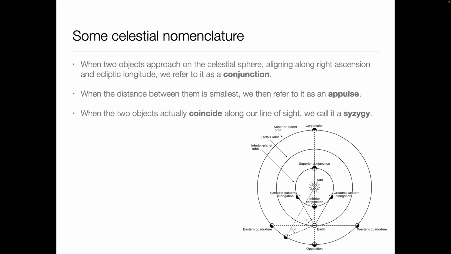Please, what is the difference? I don't see the difference between a conjunction and a syzygy. So a conjunction does not necessarily require line of sight alignment. So if, for example, two objects get close to each other and have, for example, a close position and say the same right ascension, it's still called conjunction. Oh, okay.